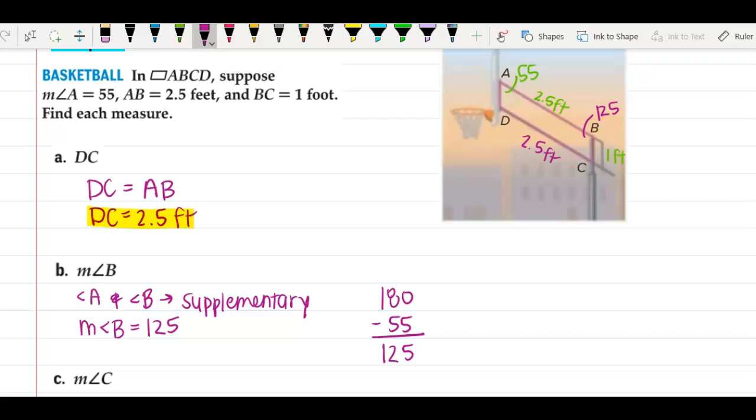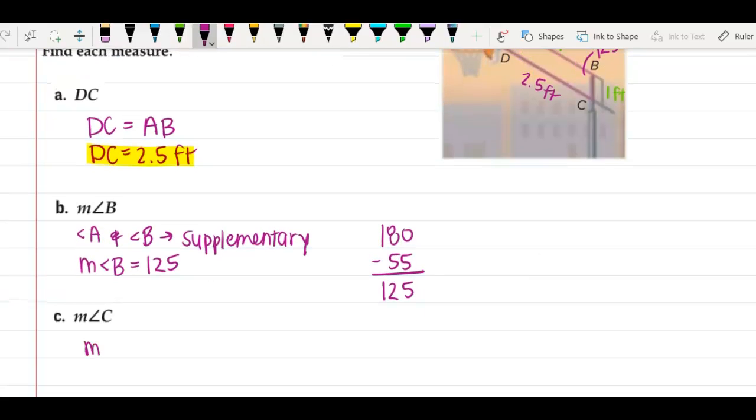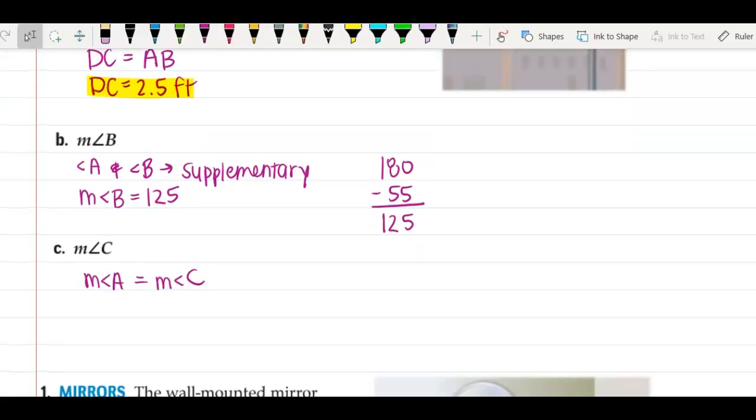Okay, when we go to look at angle C, we can do a couple different ways. So angle C, if we follow with the trend that we found angle B with, those again would be supplementary because they're right next to each other, or the opposite angles are equal to each other. So the measure of angle A is equal to the measure of angle C. And it gave us that A was 55, so the measure of angle C is 55.